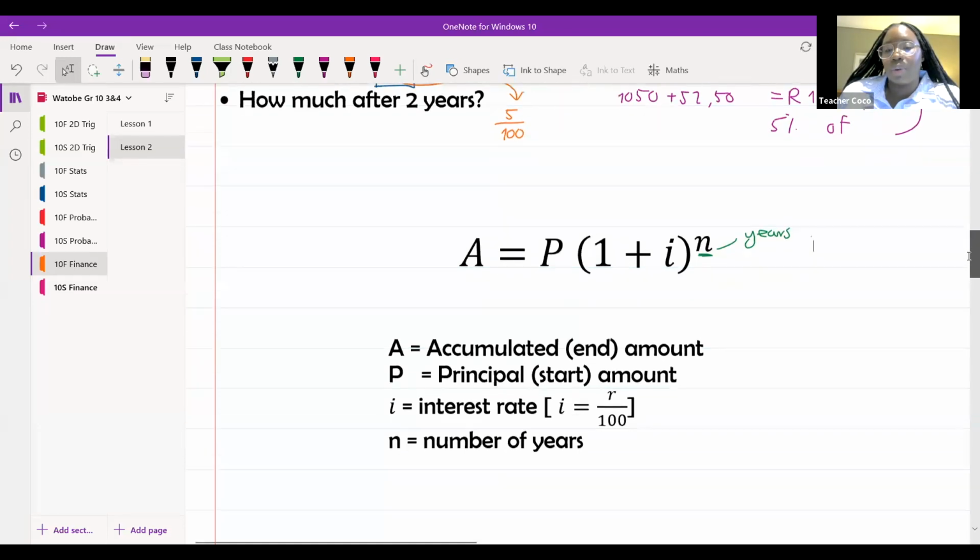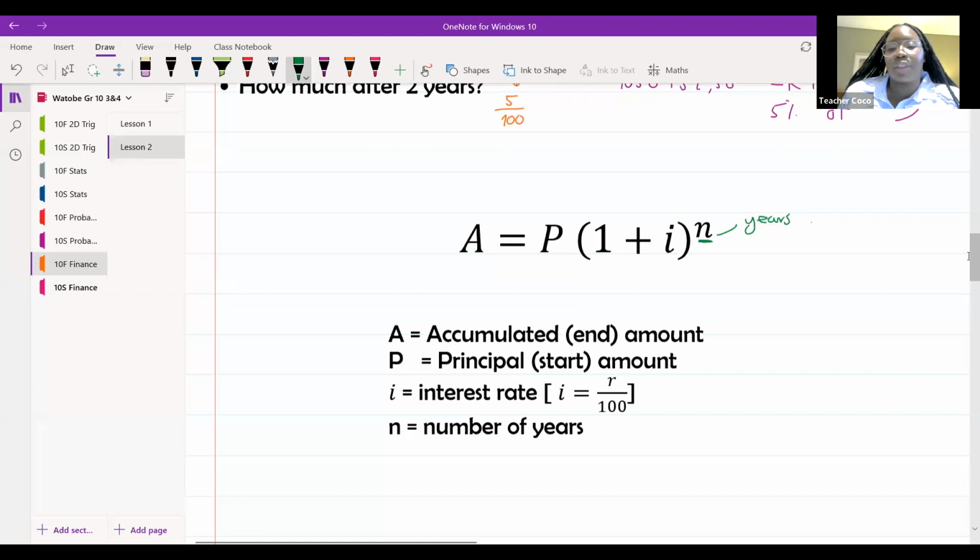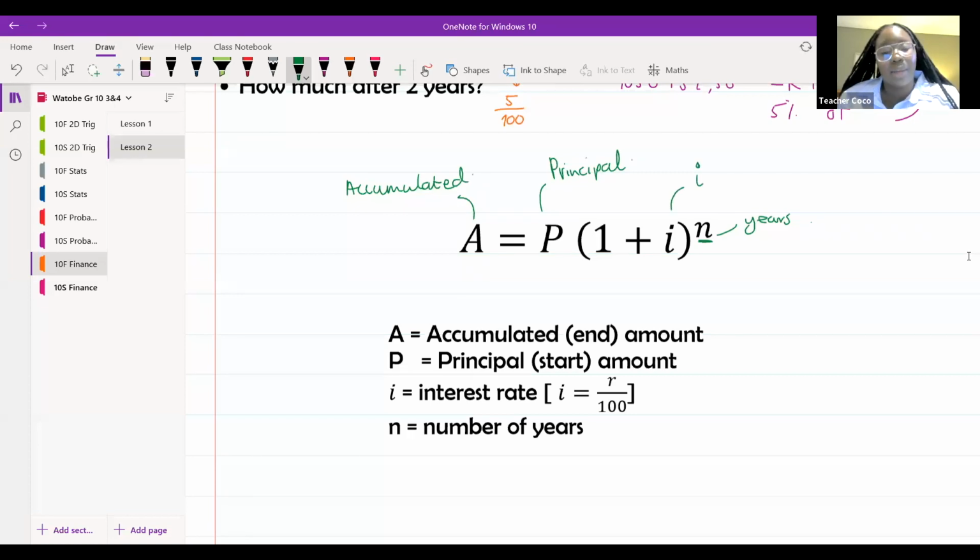All right, so all of these things still stand for the same thing. A still stands for accumulated amount. P still stands for principal amount, which means the first amount. That's one. This is I, interest, and N is the number of years. Now this R is whatever they give you as a percentage. Okay, it's the percentage amount. So if the question says 6%, we're going to replace R with 6. And if the question says 8%, we're going to replace R with 8. Okay, Zain, does that make sense? I hope that makes sense.